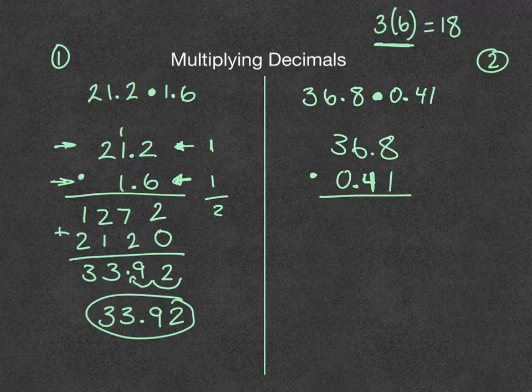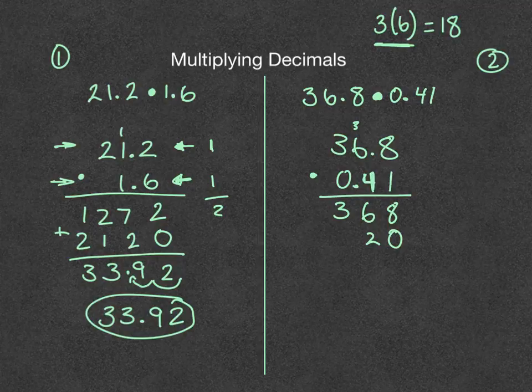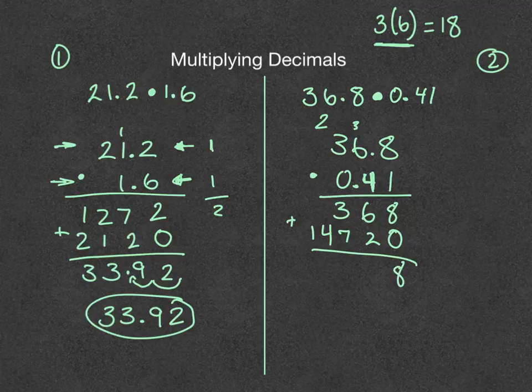So now we multiply like we would if these were whole numbers. 1 times 8 is 8, 1 times 6 is 6, 1 times 3 is 3. We put a 0 as a placeholder, and then 4 times 8 is 32. So put a 2 down, carry the 3 up there. 4 times 6 is 24, plus 3 more is 27. 4 times 3 is 12, plus 2 is 14. Okay, I add these up. 8 plus 0 is 8. 6 plus 2 is 8. 3 plus 7 is 10. 4 and 1 more is 5. And then we have the 1.